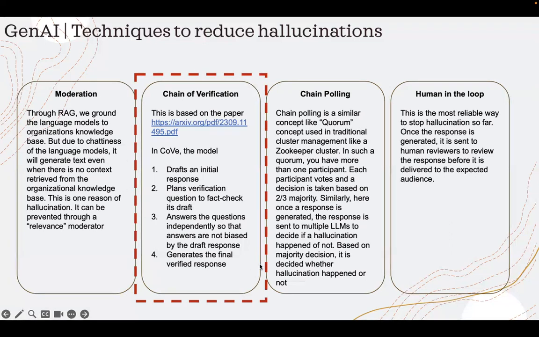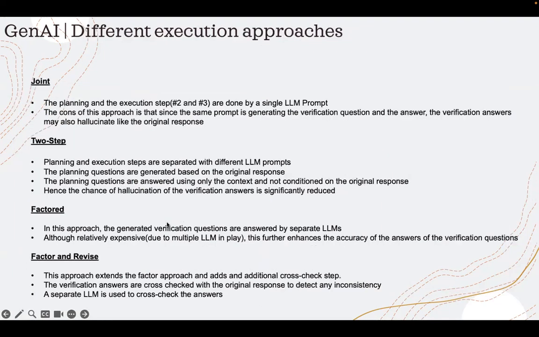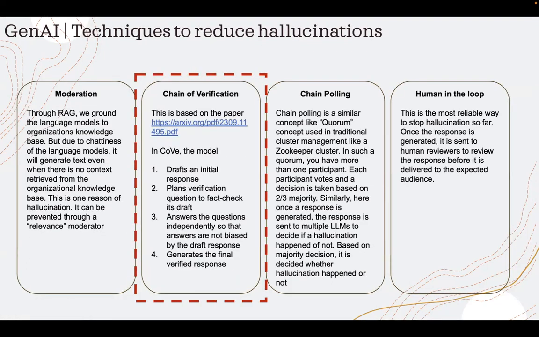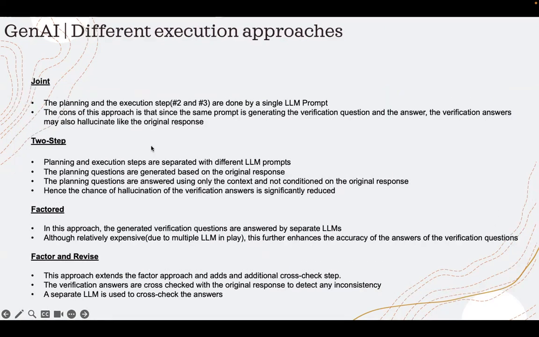Now, just a quick refresher, chain of verification has these 4 steps. Draft an initial response, plan verification questions to fact check the draft response, answer the verification questions independently, and then finally a verified response is generated. Now, for the execution of steps 2 and 3, there are multiple approaches. The first approach is called joint, where the planning and the execution steps, number 2 and 3, are done by a single LLM prompt.